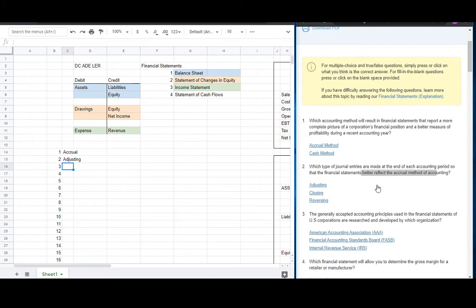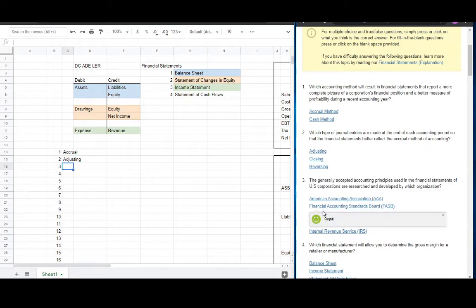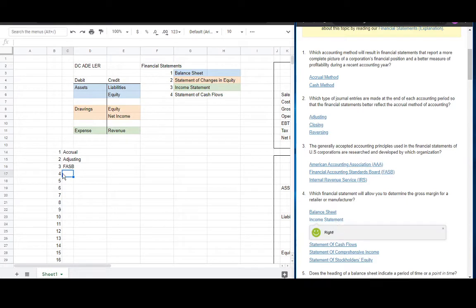Number 3, the generally accepted accounting principles used in the financial statements of U.S. corporations are researched and developed by which organization? It is, I do not know the answer here. Okay, fast. Tama. And number 4, which financial statement will allow you to determine the gross margin of a retailer or a manufacturer? It is the income statement.